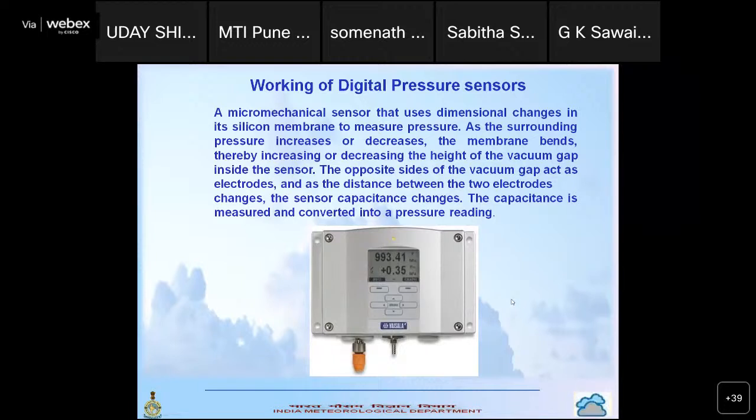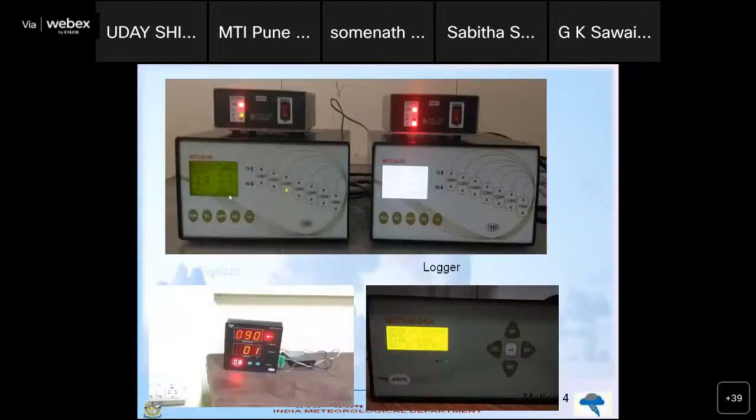This is a digital sensor for pressure measurement, a capacitance based digital sensor, and it will again be connected to the digitizer, which is used in aviation operations. So these are the digitizers. This is the logger, placed on the runway side. This is placed on the ATC side. These are the cable modems. This cable modem is a transmitter.